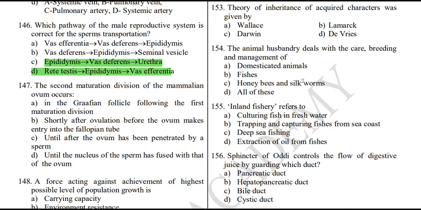This primary oocyte changes into a secondary oocyte, and the division will be arrested in metaphase. The second maturation will take place only when the sperm enters. The second maturation division of the mammalian ovum occurs only after the ovum has been penetrated by the sperm, or we can say when the sperm penetrates, then only the second maturation will take place.